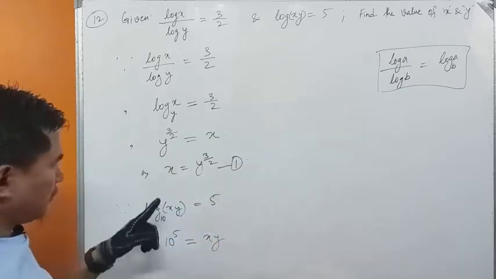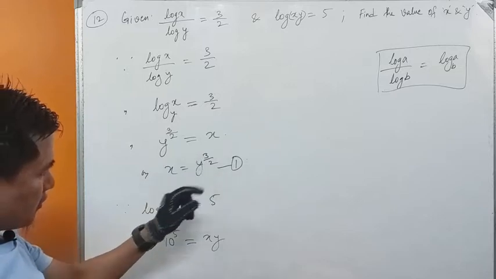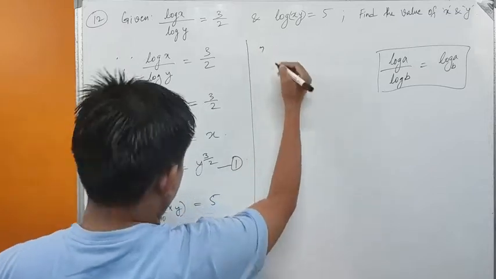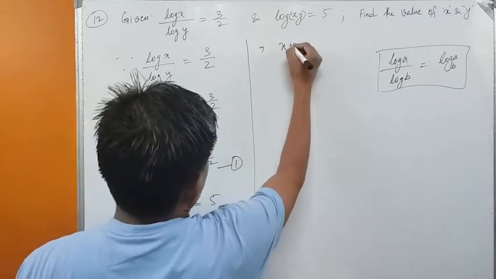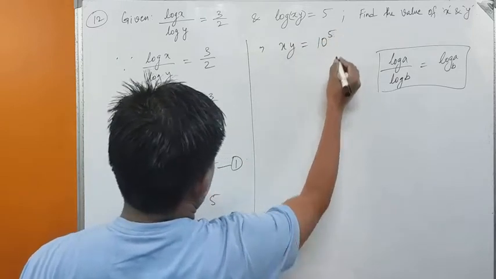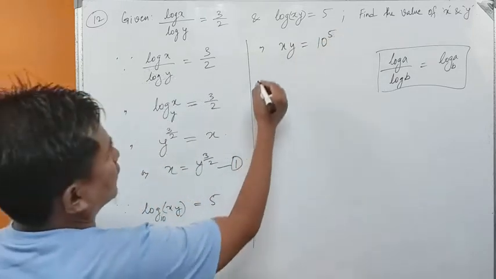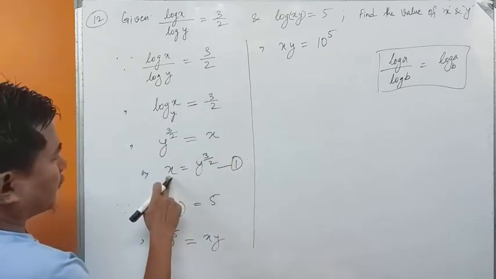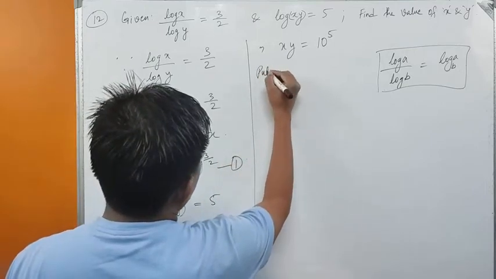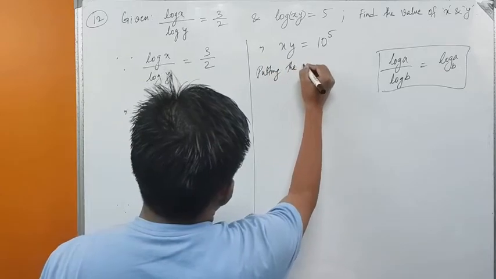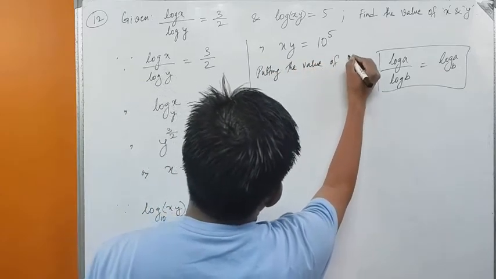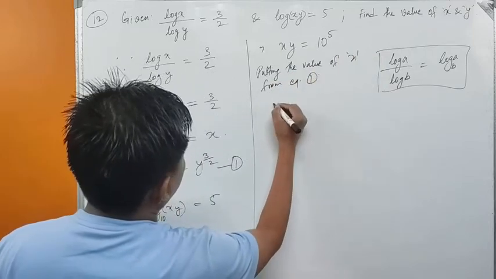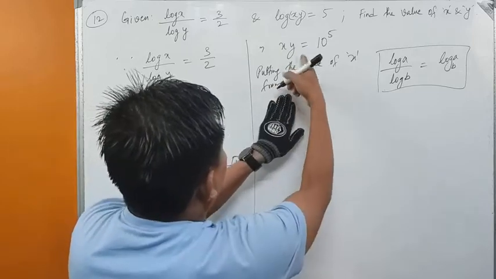Now we have the value of x as y to the power 3 upon 2, isn't it? So xy equals 10 to the power 5. Now we put the value of x from equation 1. So x into y gives us 10 to the power 5, and x is y to the power 3 by 2.